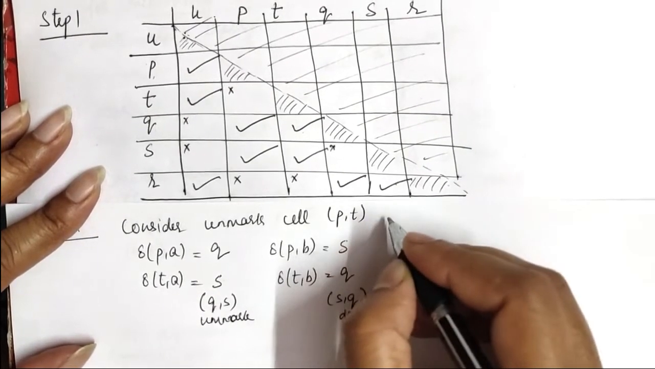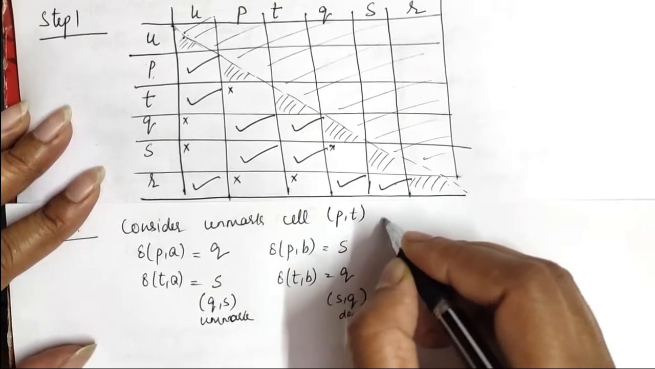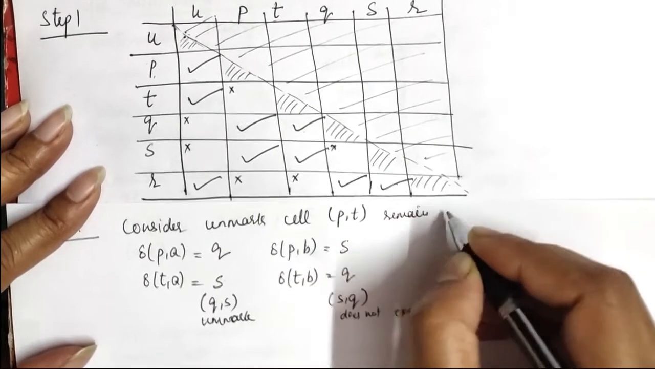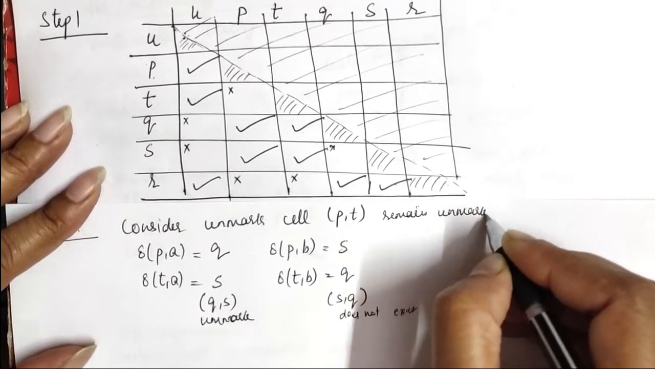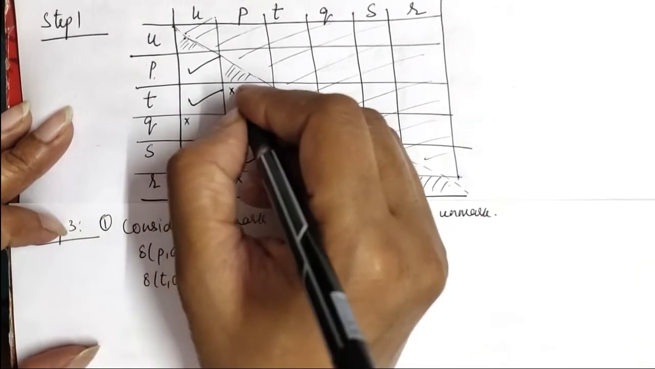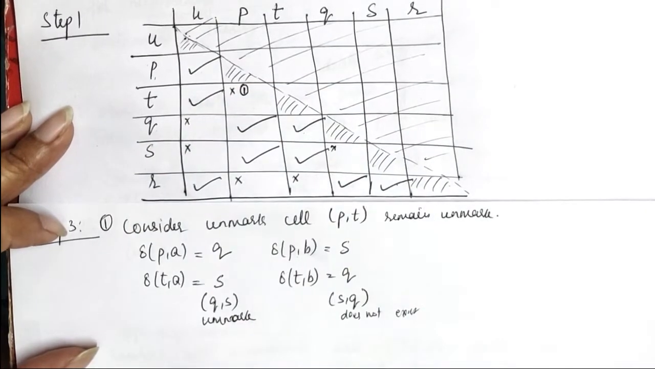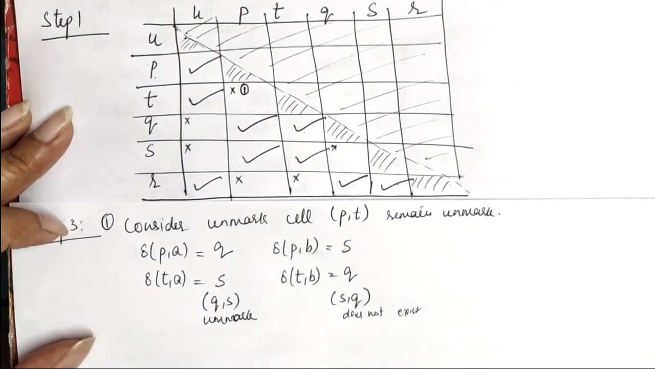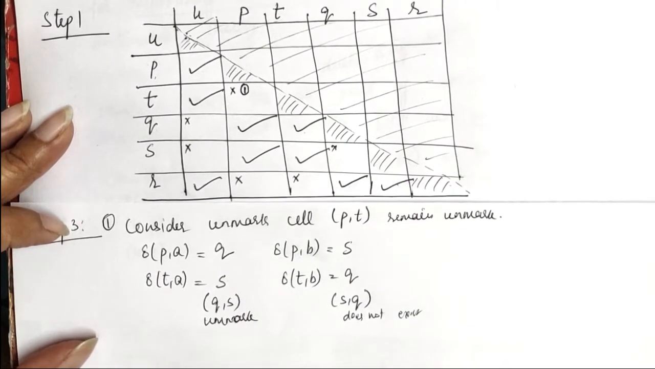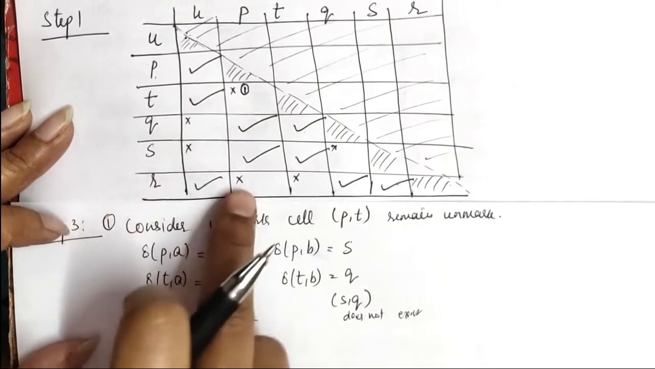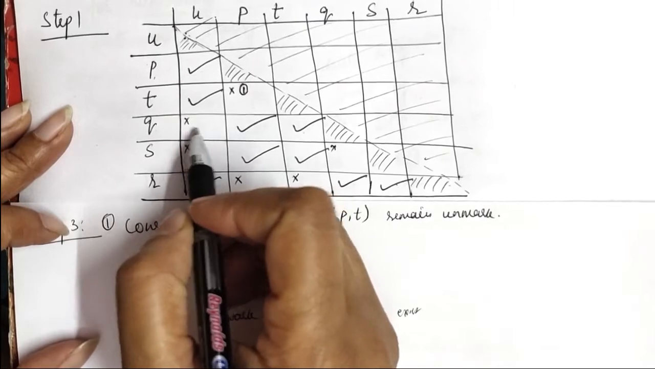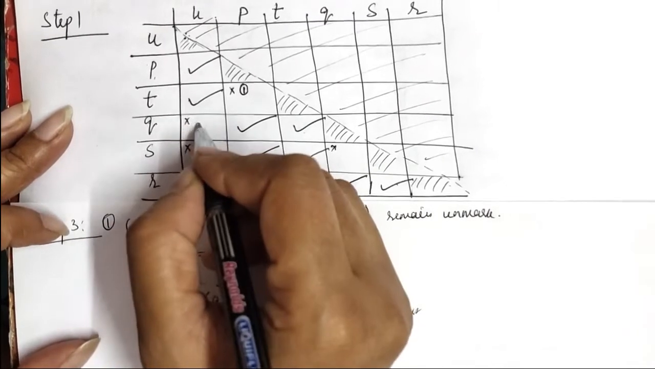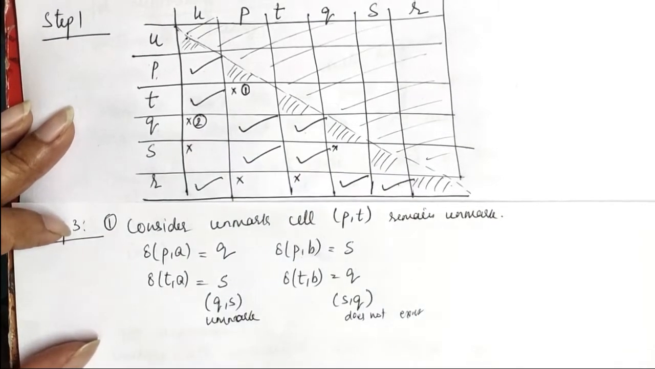So this P comma T remains unmarked. We consider this step as 1, so for our convenience, this cell becomes 1. We have to calculate all the transition functions and check whether the resulting answer is marked or unmarked for all the unmarked pairs. Now we consider the next unmarked cell, and we consider this cell as 2.